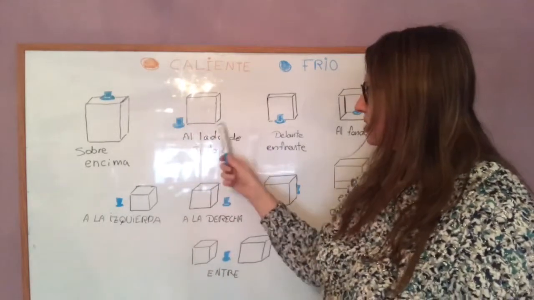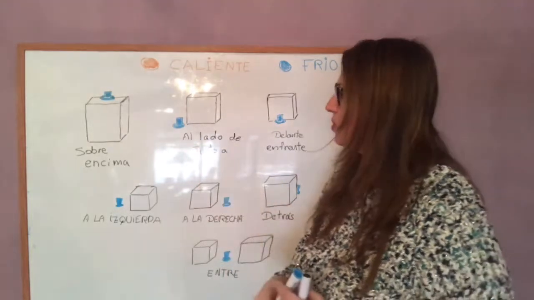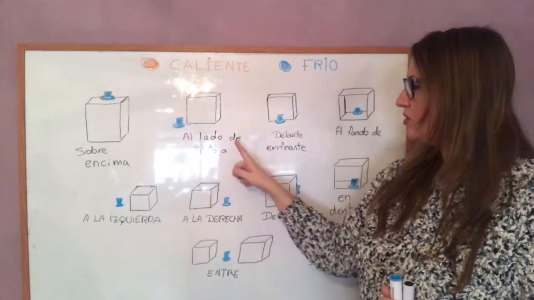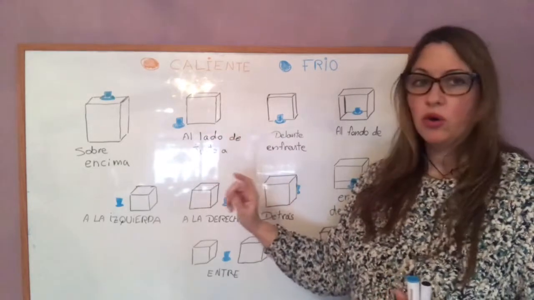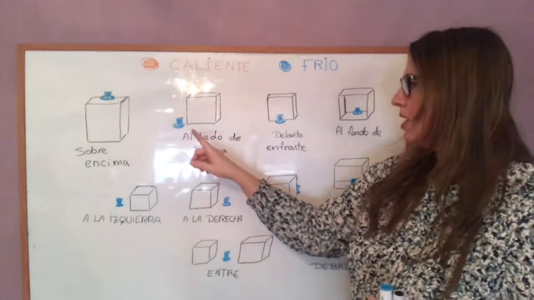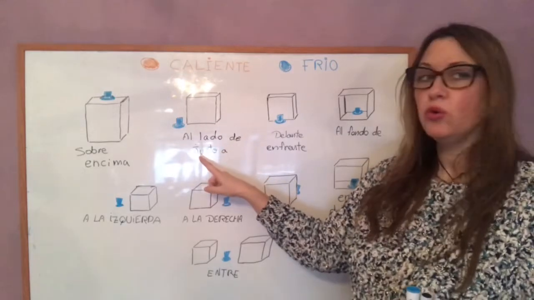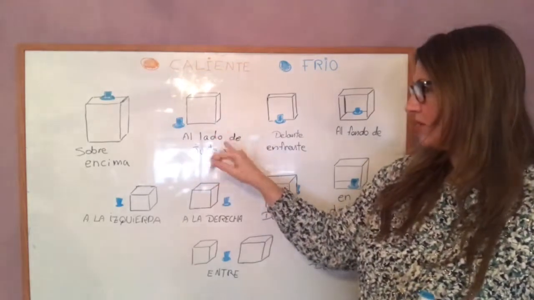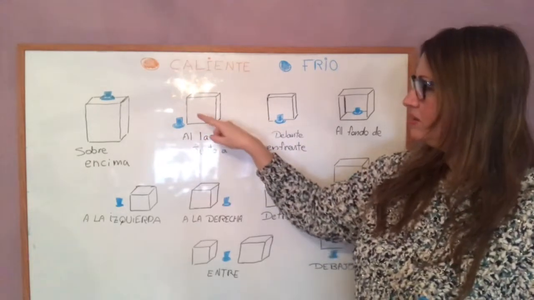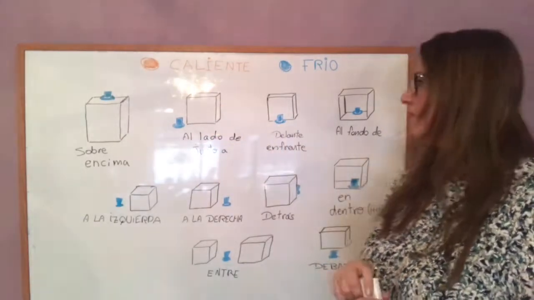Here there is another image and the hat is next to the cube. So the hat is al lado de or junto a. Okay, so al lado de, next to the cube. Al lado de el cubo, junto al cubo.